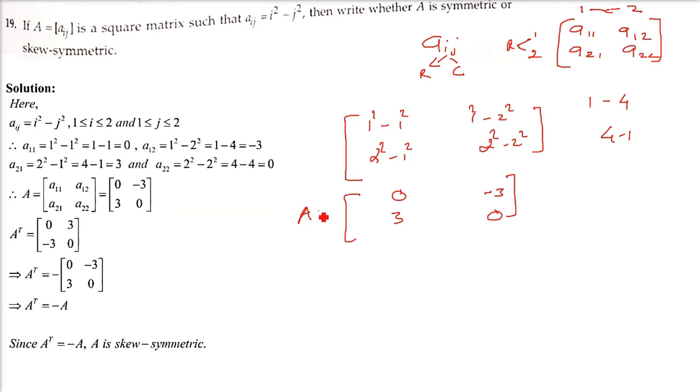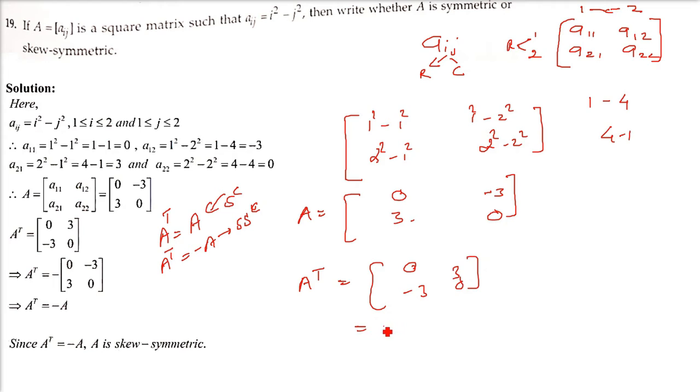Okay, this is A. Now, we take the transpose of this matrix, because if A transpose is A, it is symmetric, and if A transpose is negative A, that is skew symmetric. So we have to verify this. A transpose will be what? I am changing rows and columns. So 0, negative 3 becomes 0, 3, 0. If I take negative outside, it will be negative of 0, minus 3 and 0. So A transpose is negative of A, which signifies that A is a skew symmetric matrix.